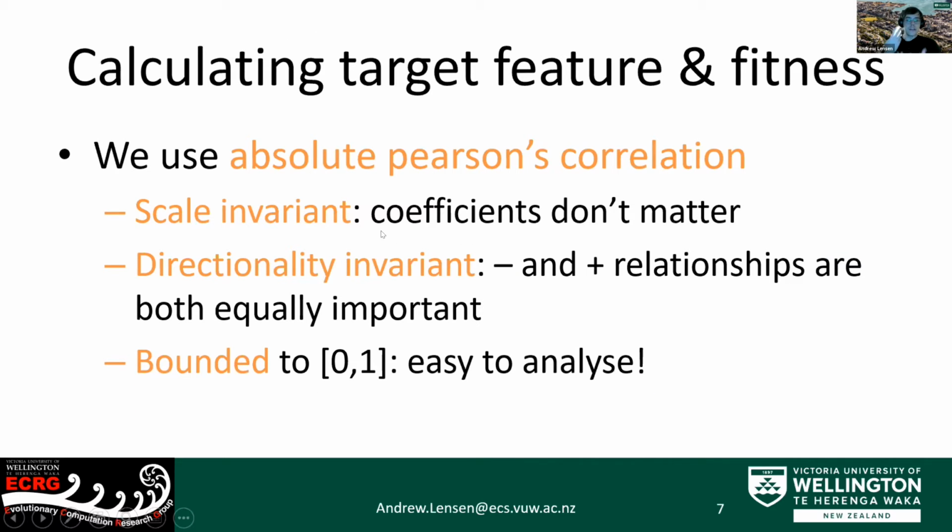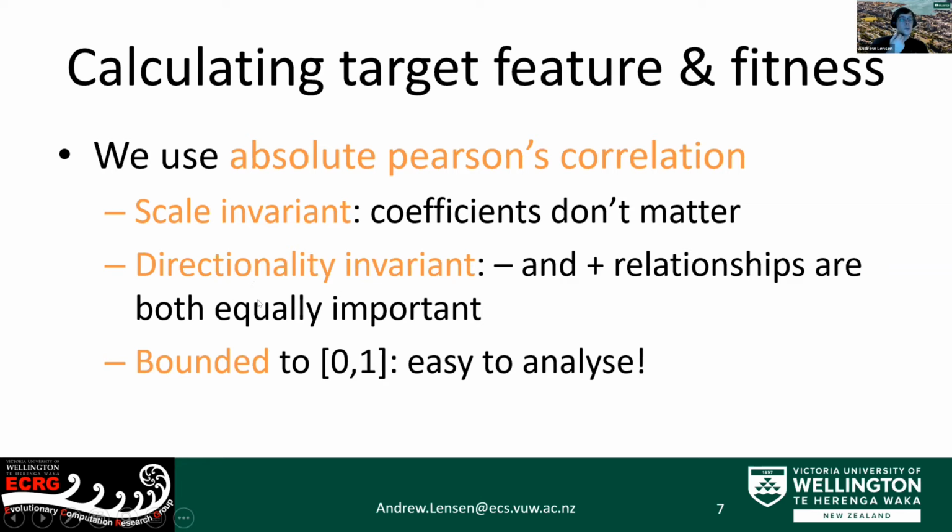So how do we actually measure the relationships between the features? Our tree will produce some output, and we want to know what's the most similar feature to this given output. In this work, we use absolute Pearson's correlation for a few reasons. Firstly, scale invariance. So if we find a linear relationship, for example, we don't care if it's a 10 times linear relationship or 100 times. We just care about the actual shape of the relationship itself. So we want a measure that's scale invariant, and absolute Pearson's correlation gives us that.